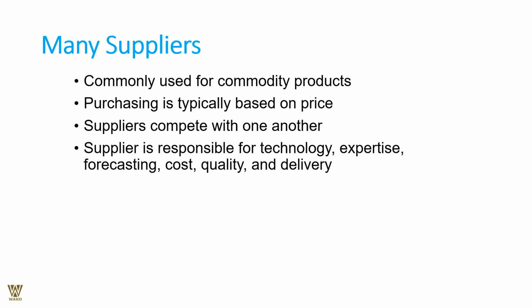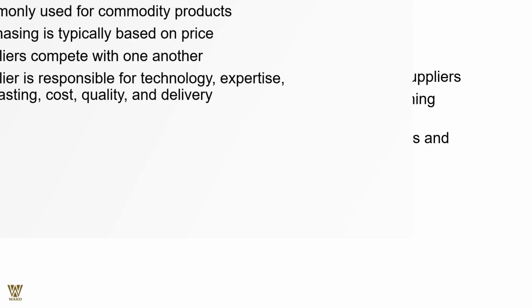Here it is. Many suppliers, commonly used for commodity products, fast moving commodity products. Remember, FMCG. Purchasing is typically based on price. Suppliers compete with one another. Supplier is responsible for technology, expertise, forecasting, cost, quality, and delivery. So with many suppliers, you look at how beneficial it is to the company. Purchasing is typically on price. Suppliers compete with each other. Suppliers are responsible for technology, expertise, cost, quality, and delivery.